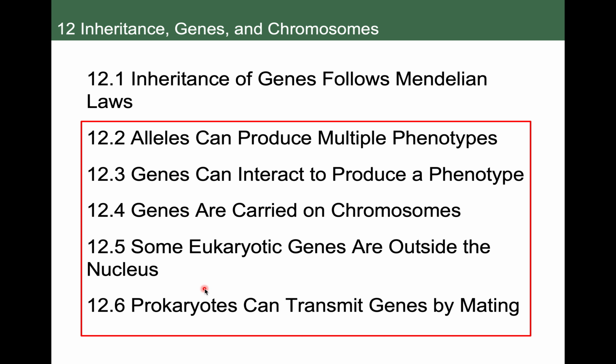We worked through Punnett squares, talked about monohybrid and dihybrid crosses. So there are pretty common exceptions to those rules that we learned through Mendelian inheritance. So I'm going to give you some specific examples of those. At the very end of the chapter, it'll talk just a little bit about how prokaryotes, bacteria, for example, that do not sexually reproduce, how they can still transmit genes to each other through a quote-unquote mating process.